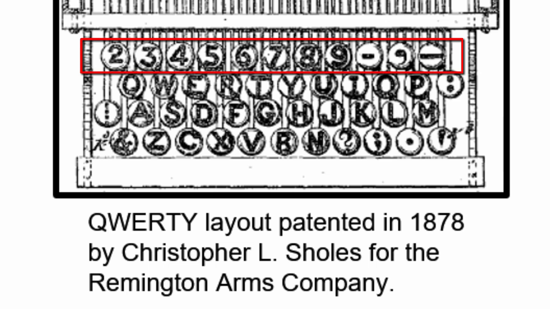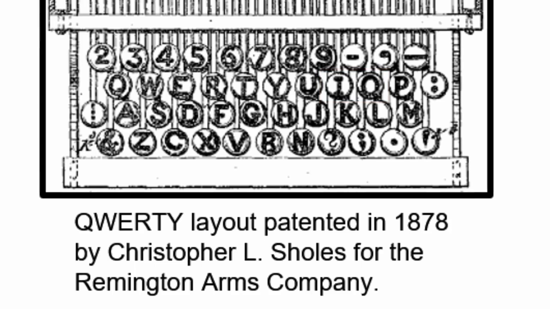Notice on the early typewriters, there was no number 0 or 1. The typist could use the letter O and I instead. This saved production costs of the typewriter.